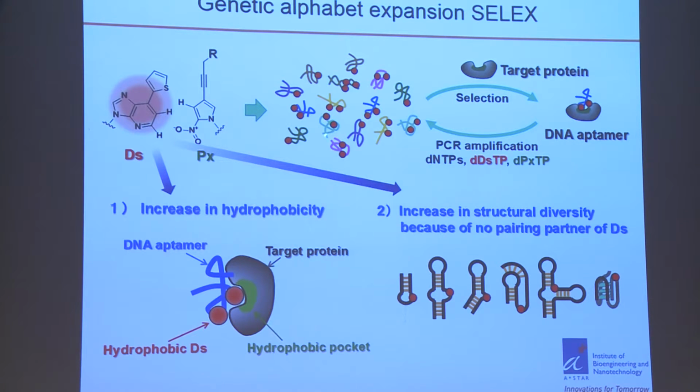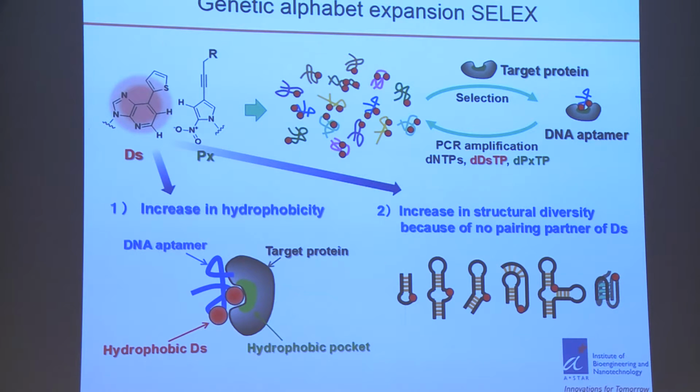Then we made this DNA library with five different bases and performed selection. And after that, we performed PCR amplification. In this case, we add the Ds and Px substrate. And we make a double-stranded DNA.